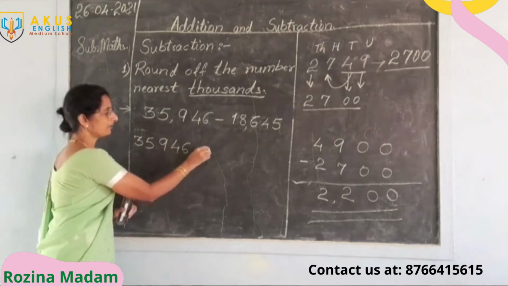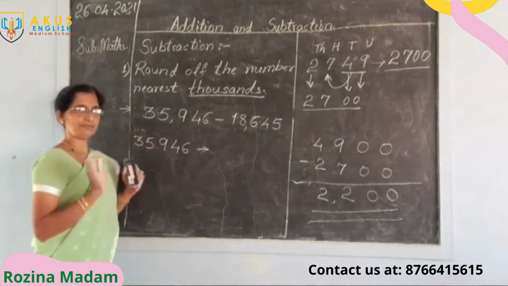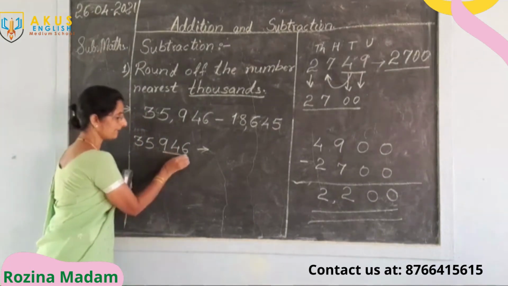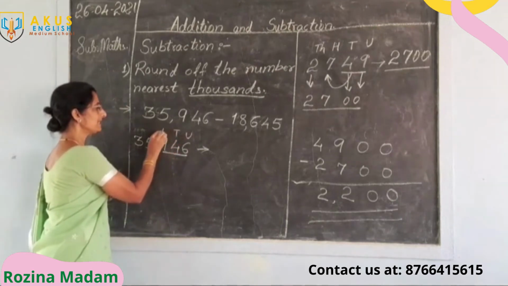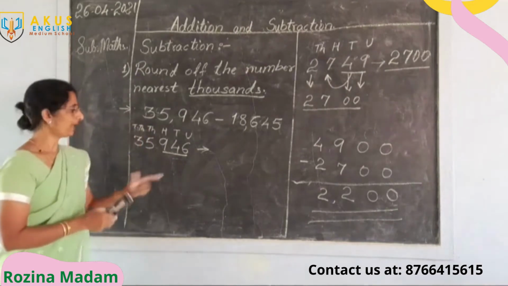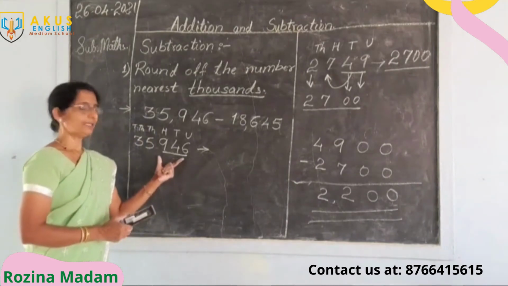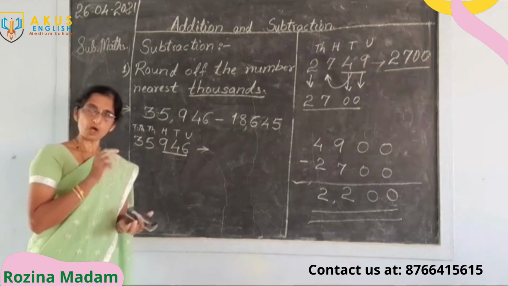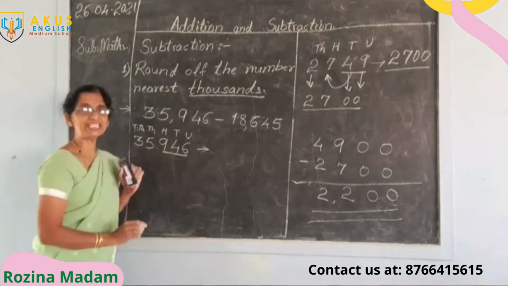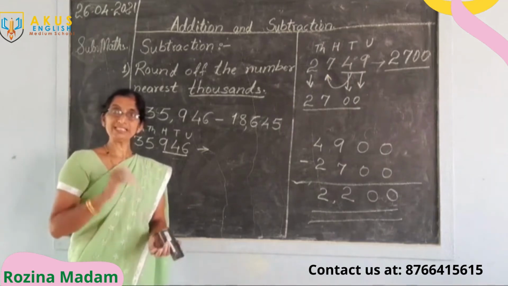35,946. We have to round to the nearest 1000. So for that, always remember, children, 1000 has 3 zeros. So you can underline 3 numbers. Units, tens, 100, 1000 and 10,000. So you have to underline 3 numbers. And half of 1000 is 500. So you can just say whether the underlined number is smaller than 500 or bigger than 500. See here it is 946. So is 946 bigger than 500 or smaller than 500? It is bigger than 500.